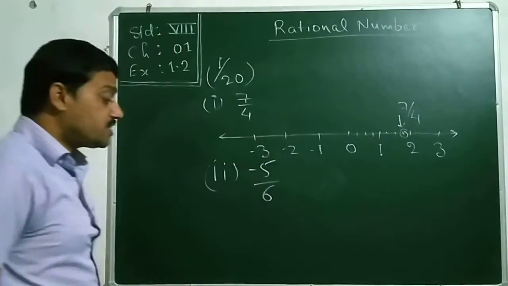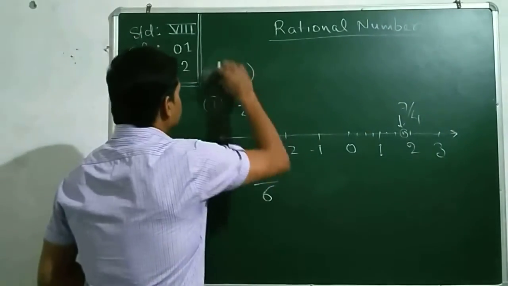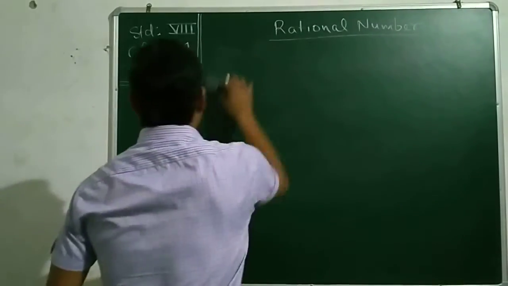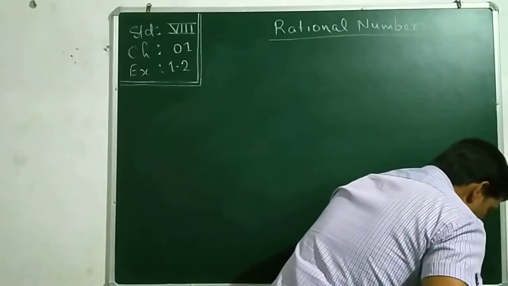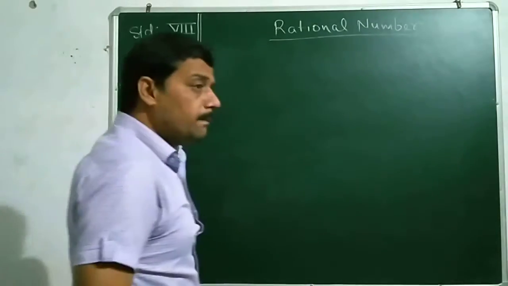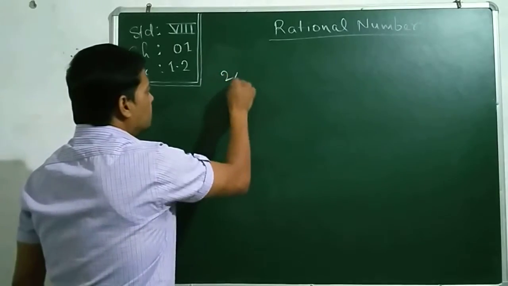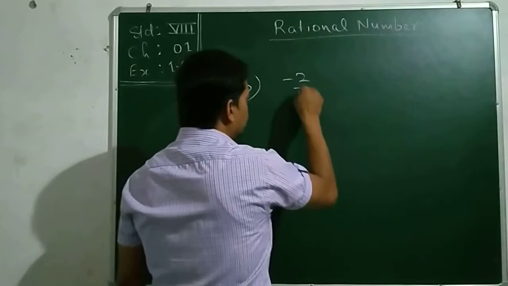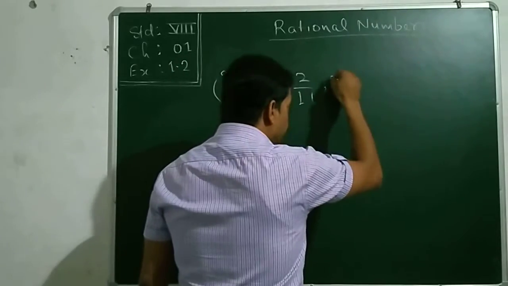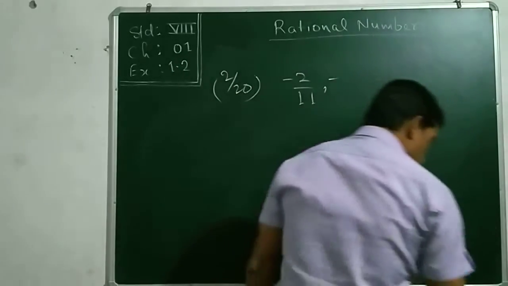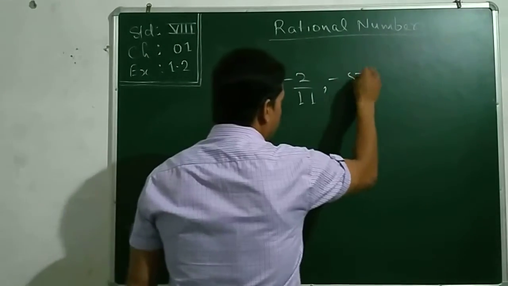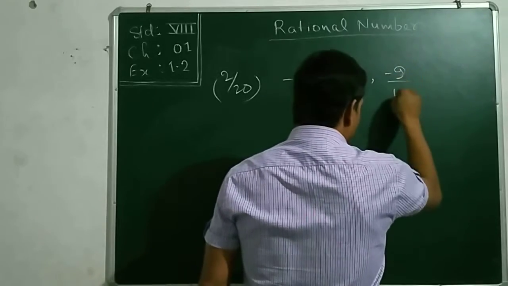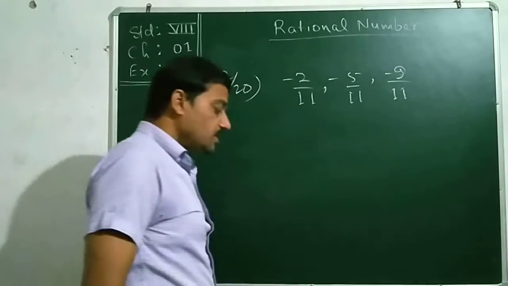Now come to the second sum. In the second sum, we need to represent minus 2 by 11, minus 5 by 11 and minus 9 by 11 on the number line.